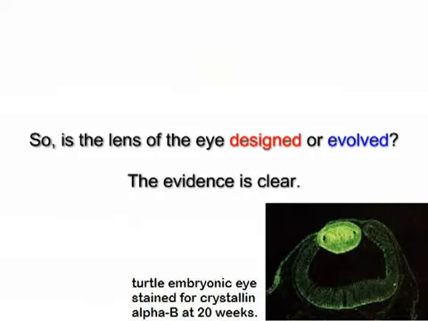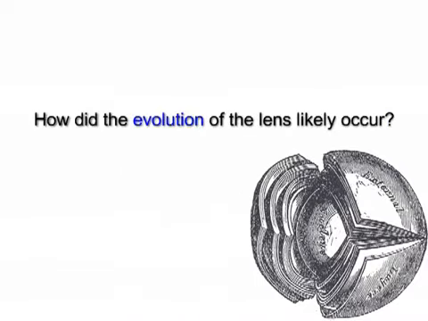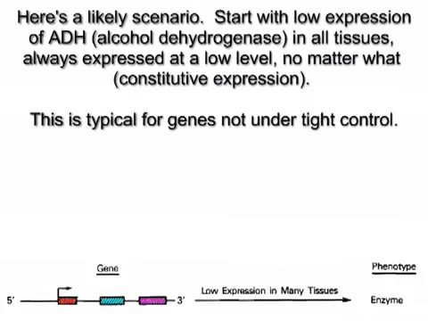So is the lens of the eye designed or evolved? The evidence is clear. How did the evolution of the lens likely occur? Well, here's a likely scenario. Start with low expression of ADH in all tissues. Always expressed at a low level, no matter what. That's what we call constitutive expression. This is typical for all genes not under tight control.